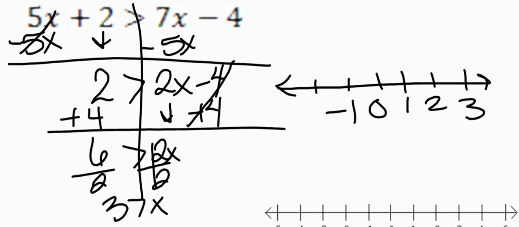It's going to be an open circle because it's not "or equal to." So I'm going to go to the 3 and make it an open circle. And it's saying that 3 is greater than x. That means all those numbers less than 3 need to be shaded. I hope this helps you understand solving and graphing inequalities a little bit better.